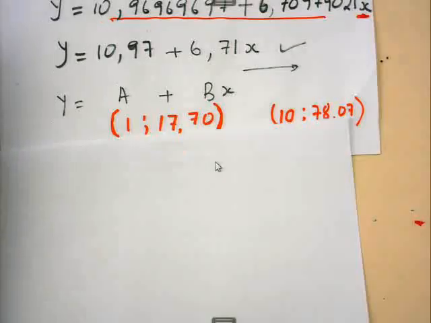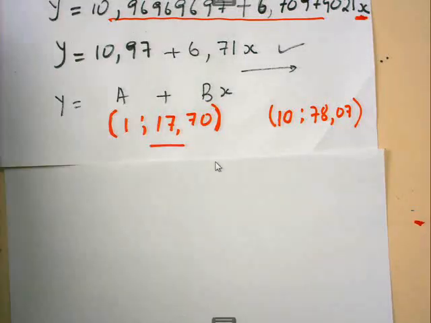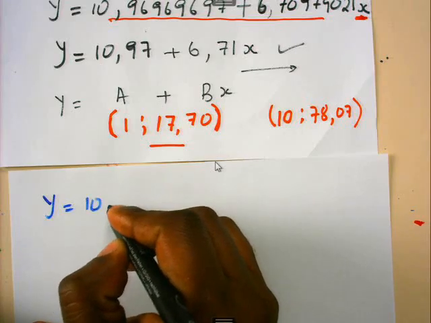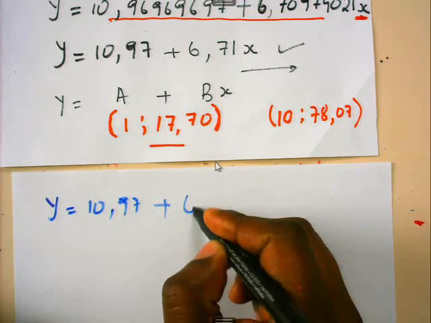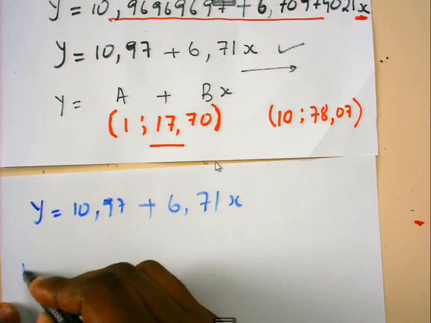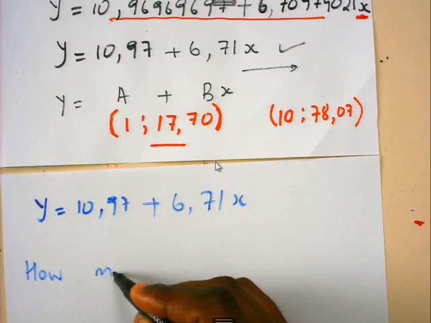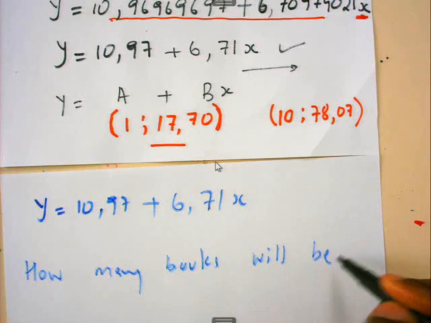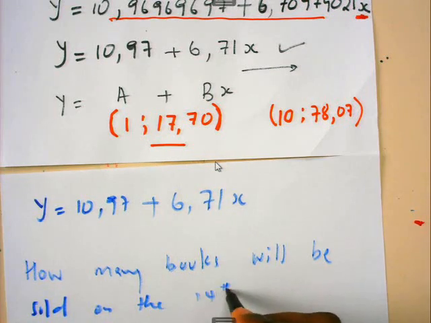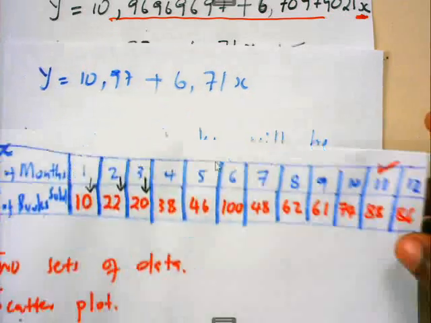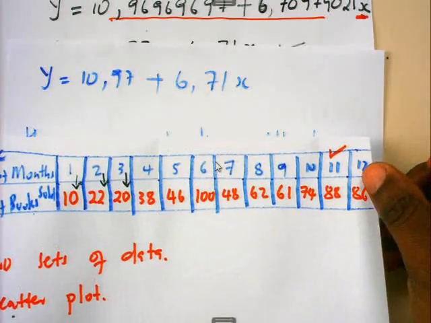Remember the line, our line, I'll just use this other color. The equation of our line, very important equation, y is equal to 10.97 plus 6.71x. Now, if we want to know how many books will be sold on the 14th month, do we have the 14th month in the information given to us? No, we don't. We are only given months until the 12th month.